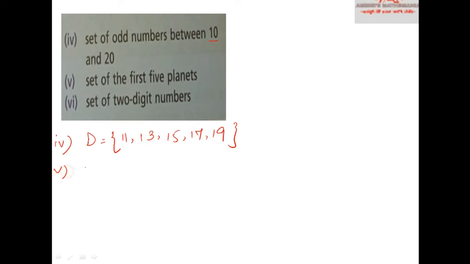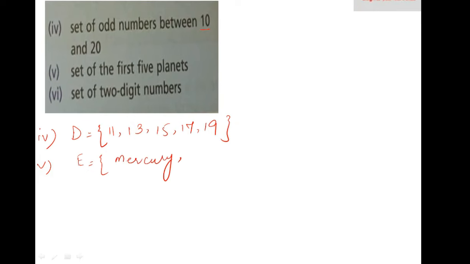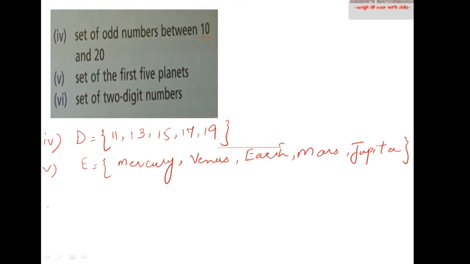And the fifth one, set of first 5 planets. E is equal to Mercury, Venus, Earth, Mars and Jupiter. Now the sixth one is set of 2-digit numbers.